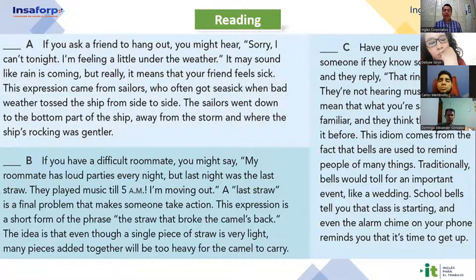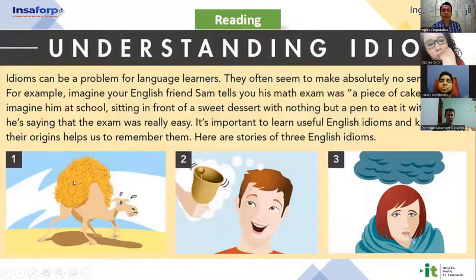Okay, good. Now, thank you, Chamba. Under the weather is related with what of this picture? Picture one, two, or three? Number three. Three. Thank you very much. So picture number three. So when you are under the weather is that you're having problems, you know? You're in troubles.